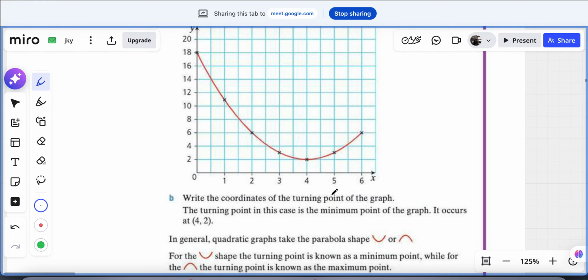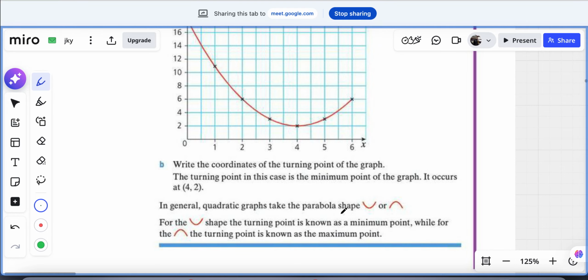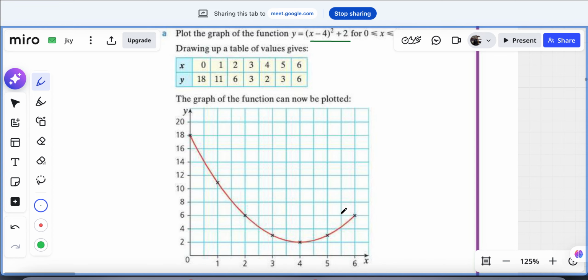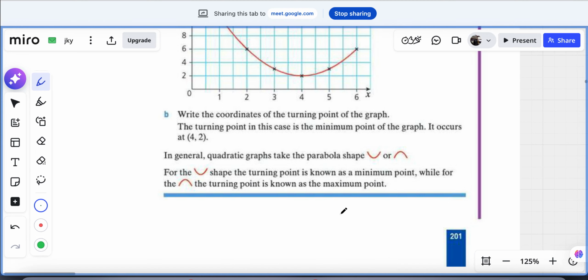Now, having gotten your graph, why is this a positive quadratic? It looks like U. Why is it? Because here is a positive number. If here was negative, it would have looked like N, okay? The parabola would have been looking like N. So it's going to look like U because it's a positive quadratic graph.